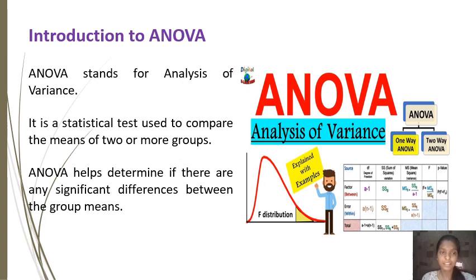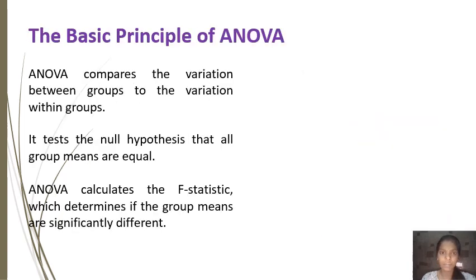It is a statistical test used to compare the means of two or more groups. ANOVA helps to determine if there is any significant difference between the group means. There are two types of ANOVA, that is one-way ANOVA and two-way ANOVA.